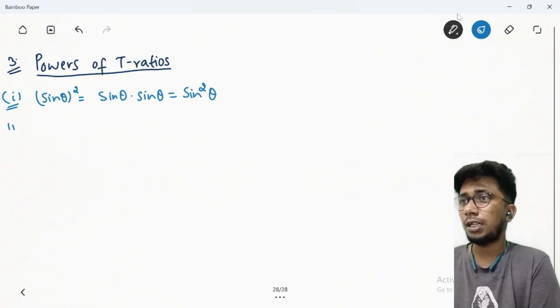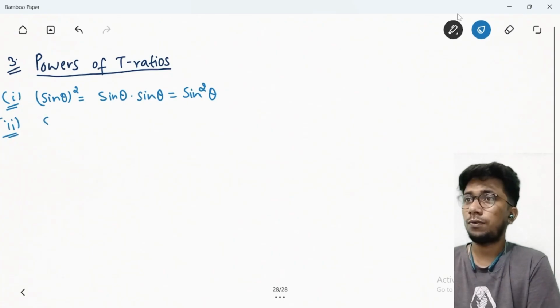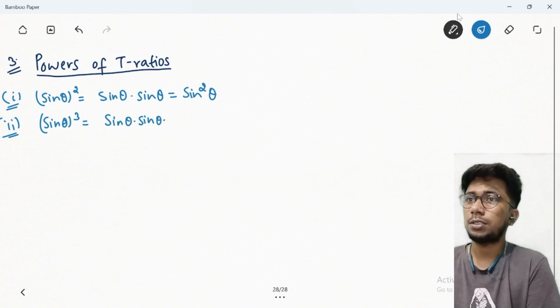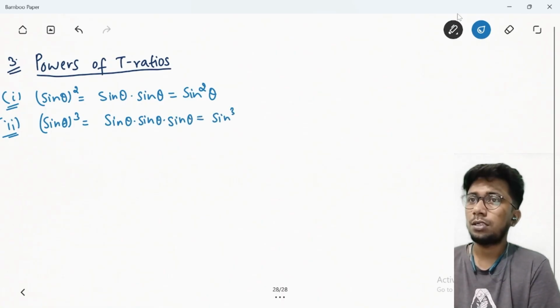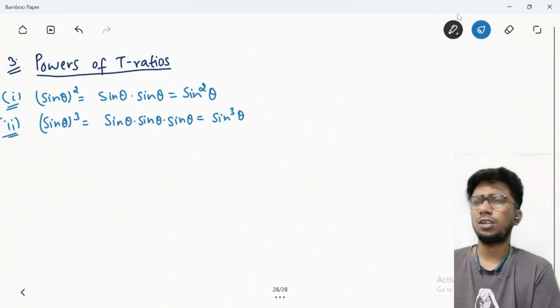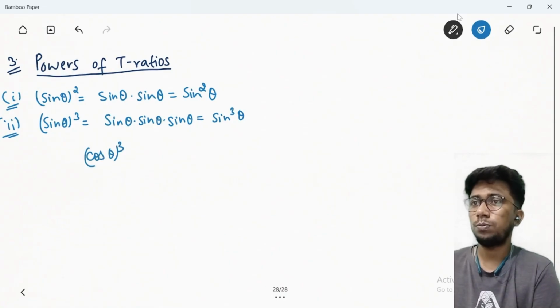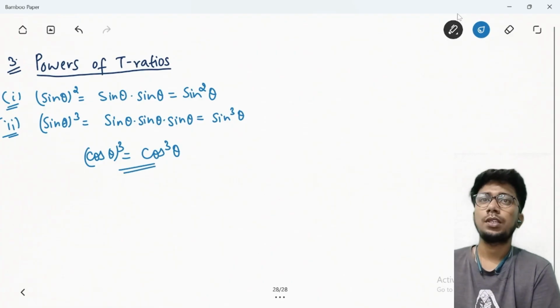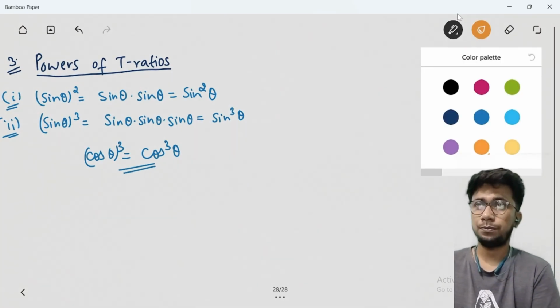वैसे ही अगर हमें क्यूब्ड लिखना हो, if we have to calculate sin theta whole cubed, what does this mean? This means sin theta multiplied 3 times. So this can be written as sin cube theta. Fine. And same goes for other trigonometric ratios as well. That means cos theta whole cube is written as cos cube theta. Fine. Now let's observe one important thing.